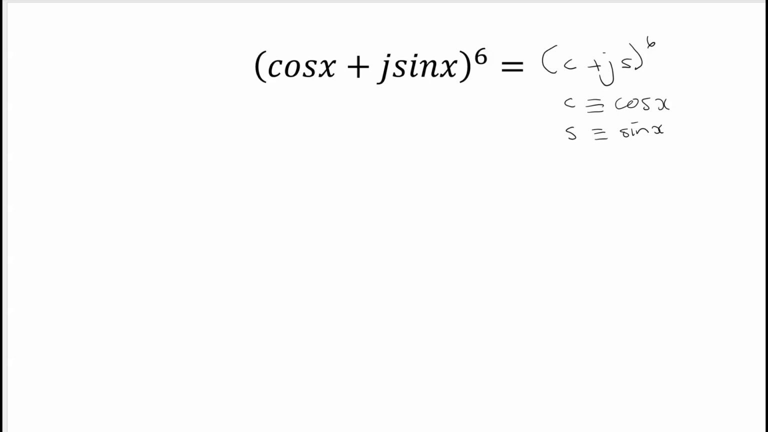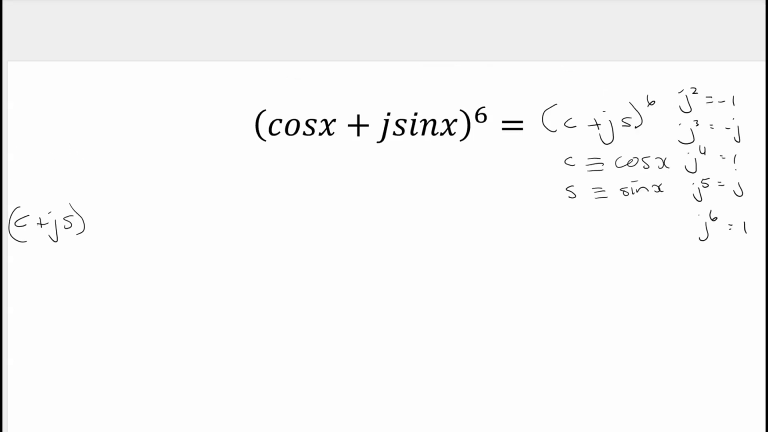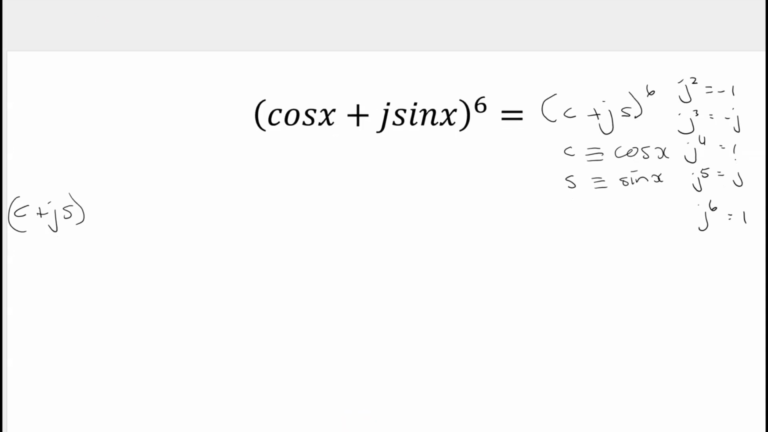Now, what we also need to remember is that j squared is -1, j cubed equals negative j, j to the 4th equals 1, j to the 5th equals j, and j to the 6th is going to equal -1. Okay, so we just need to remember all of those. Okay, so then we can just start writing. So c plus js to the power of, I don't know why it does that. Let's just move you down there.